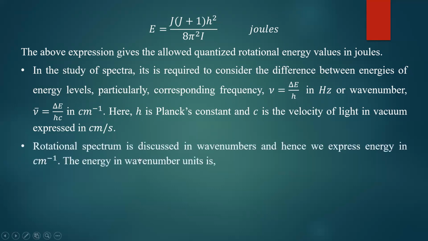So what you have to do? Rotational spectrum is discussed in wave number units, and hence we have to express energy in centimeter inverse. Therefore, the energy in wave number units is given by E_J equal to E by hc. We have to divide the energy by hc, that will give you energy in wave number unit, where E is energy in joules. If you want to convert the energy from joule to wave number, you just have to divide it by hc.